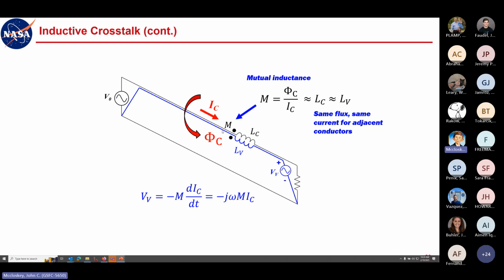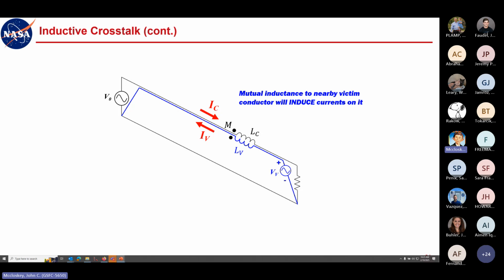When you've got a culprit and a victim that are in the same bundle with respect to some ground reference, that's where you can make this statement: the mutual inductance between the culprit and the victim loop is essentially equal to the individual partial self-inductances. Everybody with me there? Yep. Okay. All right.